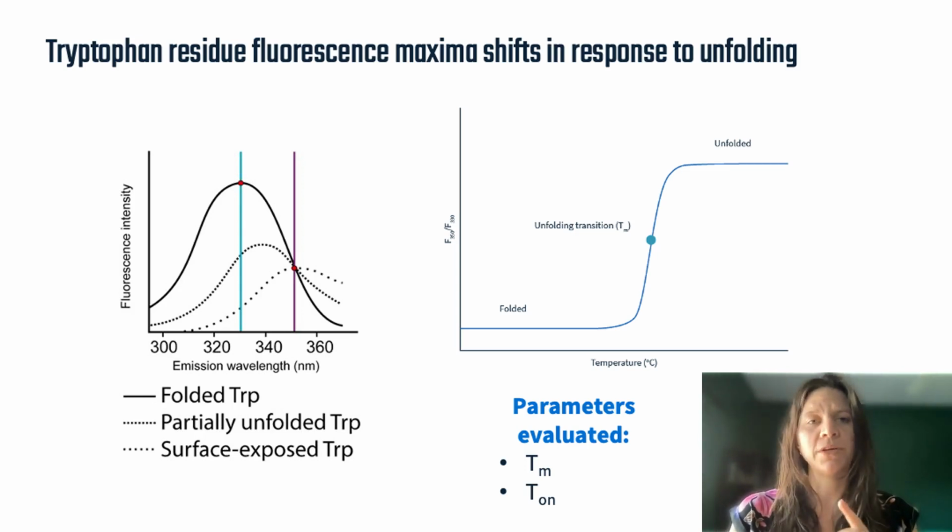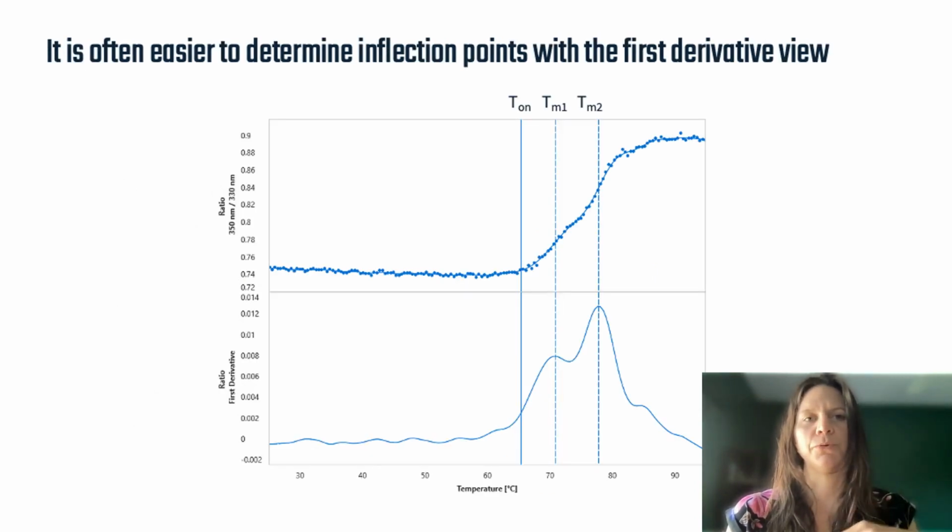I want to point out, because I'm going to show some nano-DSF later on, it's often easier to see these inflection points by using an algorithm to determine the first derivative plot. The inflection is at the peak of the first derivative. Here we see both the T onset, which is another really useful stability parameter. And we also see the two melting temperatures associated with different domains unfolding in this antibody example.